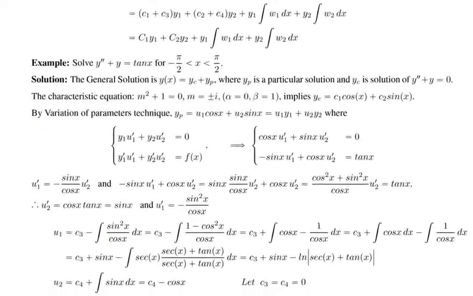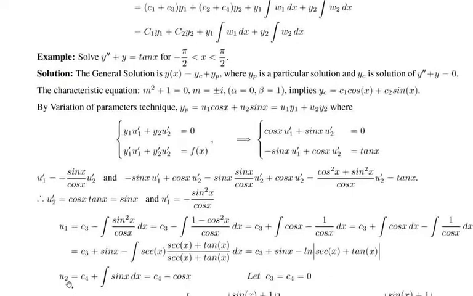Okay, so finding u2 is simpler, because in here we're going to get c4 plus the antiderivative of sine x, which is minus cosine x. As I mentioned before, for simplicity we're going to assume that c3 is equal to c4, which is equal to 0, and then I'm going to plug u1 and u2 back into the definition of yp.